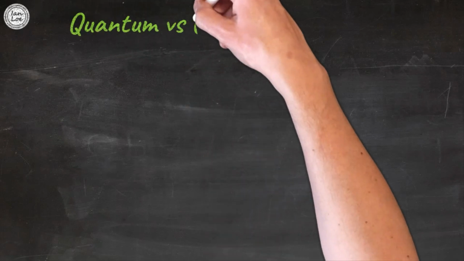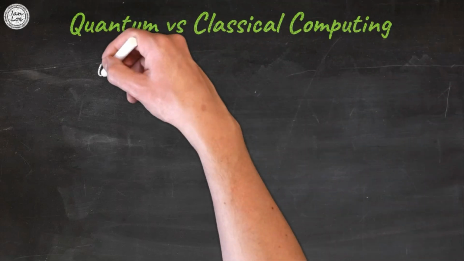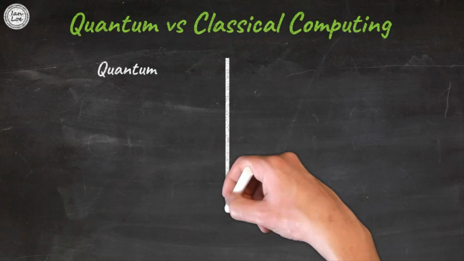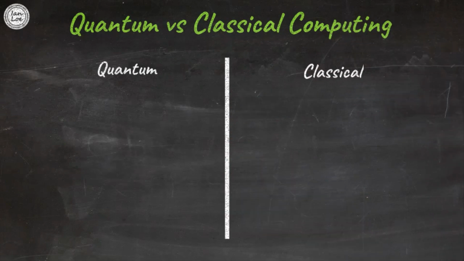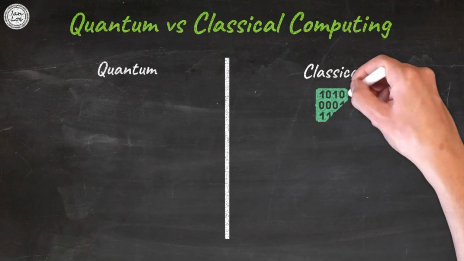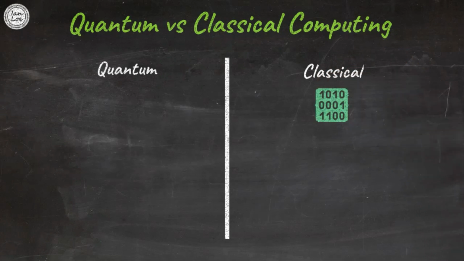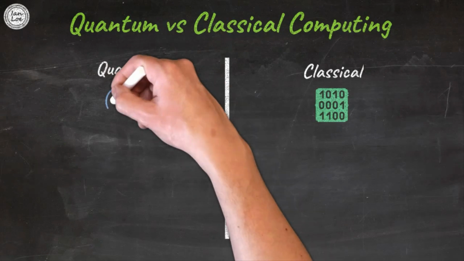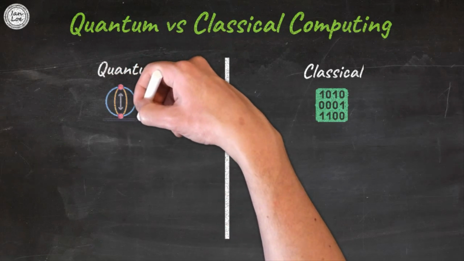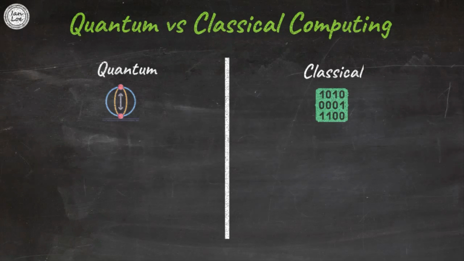Now let me highlight some differences between quantum computing versus classical computing. Quantum computers process information in a fundamentally different way to classical computers. Instead of relying on transistors, which can only represent either the 1 or the 0 of binary information at a single time, quantum computers use qubits, which can represent both 0 and 1 simultaneously.